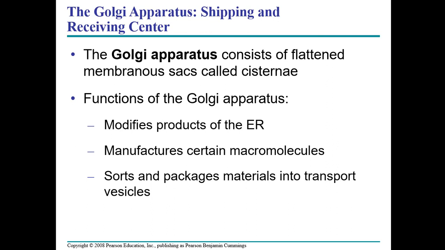Okay, so Golgi apparatus consists of flattened membranous sacs called cisternae. Yung mga surface. Function, ito tandaan nyo. Number 1, modifies products of ER. Pag sinabing modify, binabago nila, inaayos nila, parang ganun.